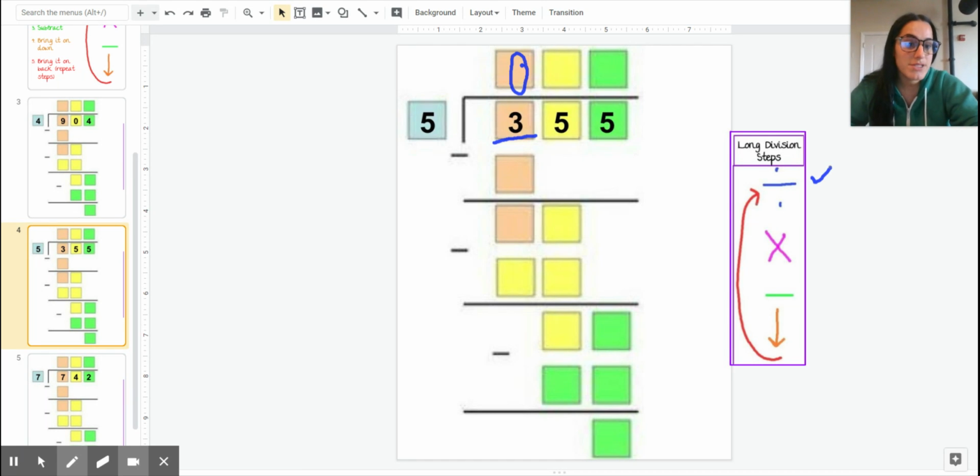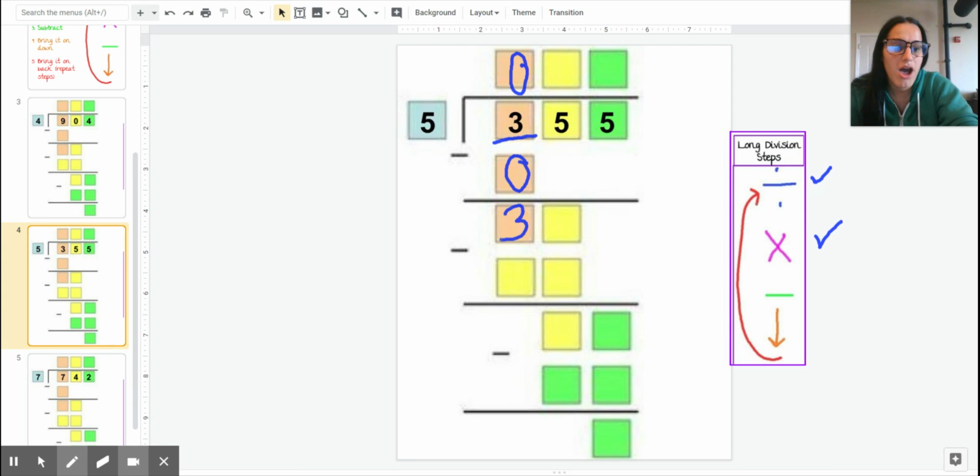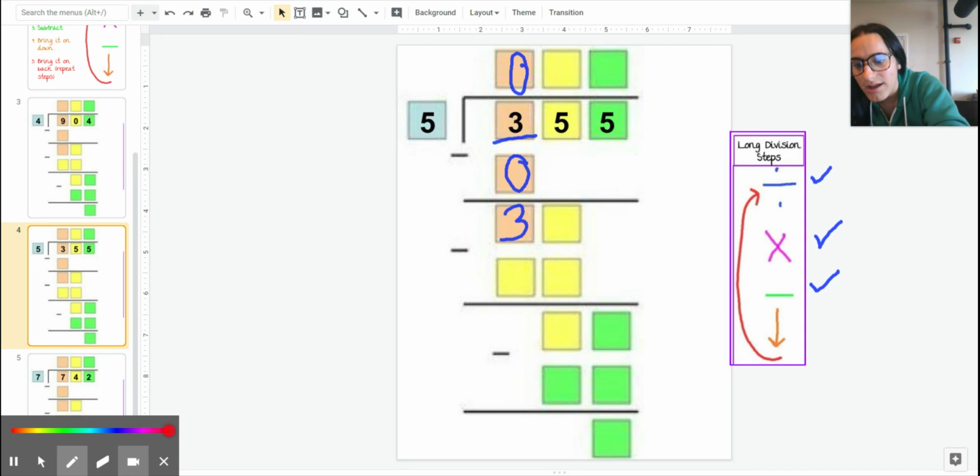Now I need to multiply. 5 times 0 gives me 0. So I'm going to write my 0 and check off we multiplied. Now I need to subtract. 3 minus 0 gives me 3. Check off that we've subtracted. Now I need to bring it on down.